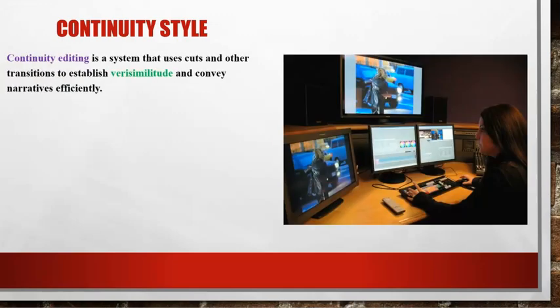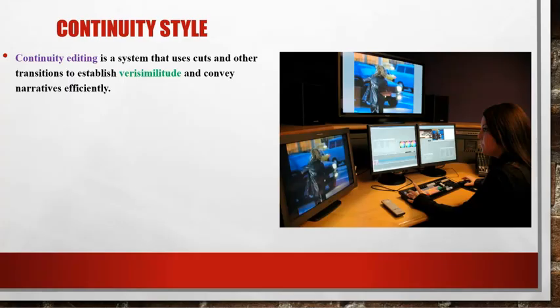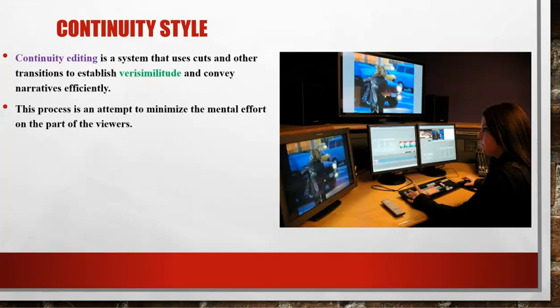Now, continuity, you've probably heard of this. This is a storytelling element as well as a film and editing element. How do we take all the shots and sequences and put them together? Most films are not shot in linear sequence. It's all what you could shoot the day of. So we have continuity editing, a system that uses cuts and other transitions to establish verisimilitude, the truth seeming, and convey narratives effectively. The whole point of editing is to minimize the mental effort on us as viewers.